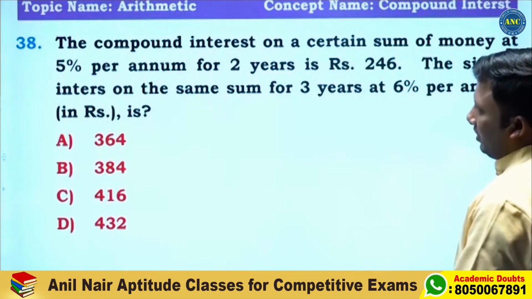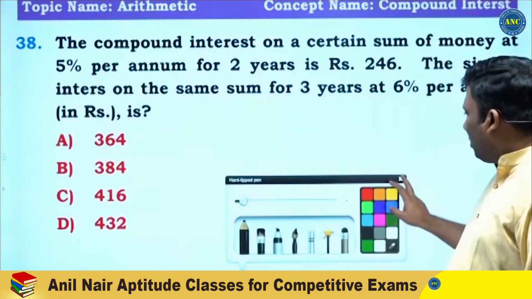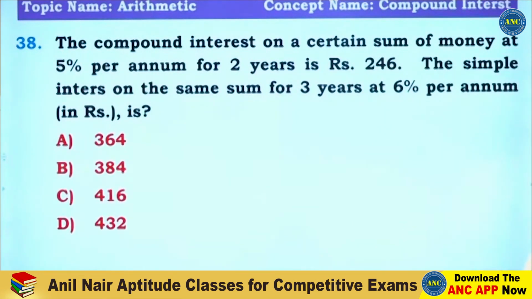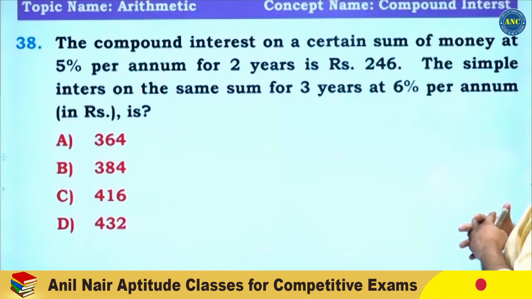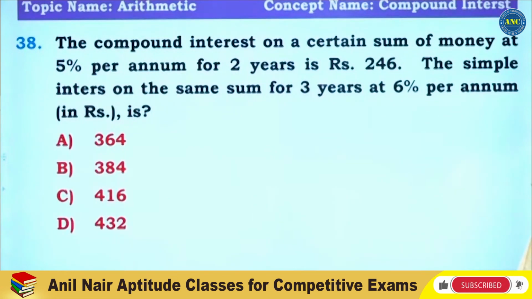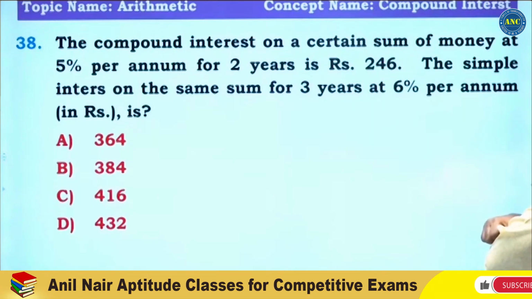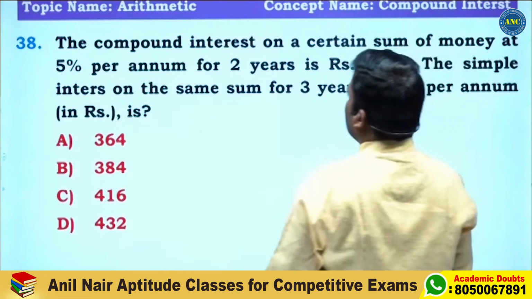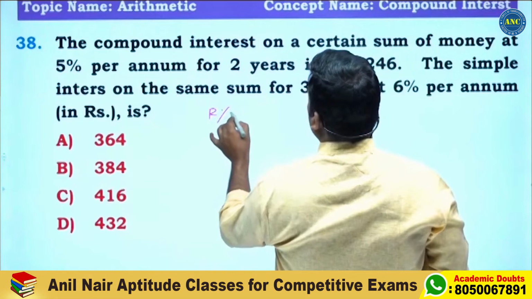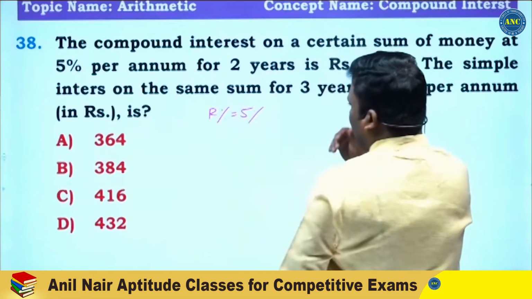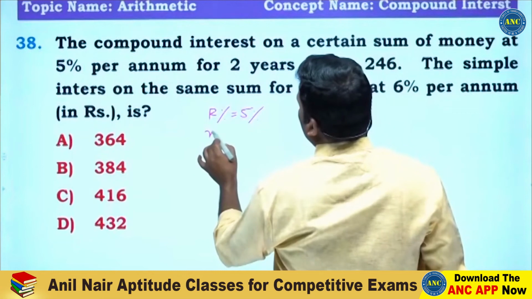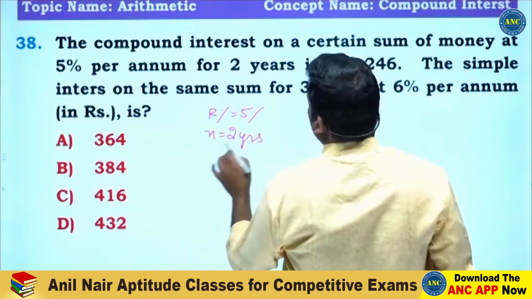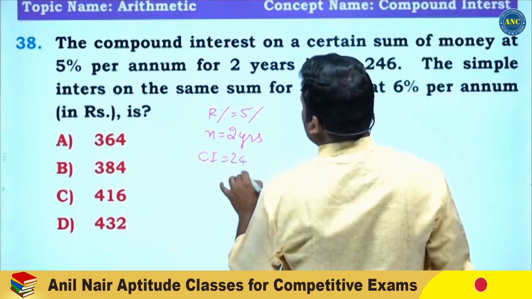Next one. 38th question. The compound interest on a certain sum at 5% for 2 years is 246. The simple interest on the same amount for 3 years at 6%. Compound interest on a certain sum: R is given as 5%. N is given as 2 years. CI is given as 246.